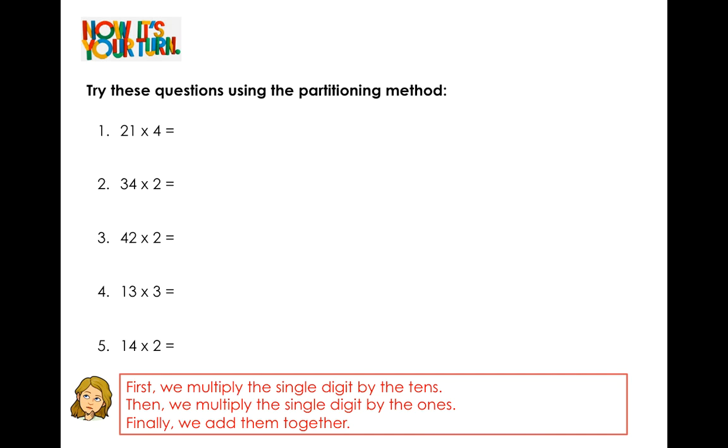Brilliant. Now, for your task today then, you've got 5 questions to answer first of all using the method. So as I've said, if you need to rewind and go through that again, please do so. So remember partitioning your 2-digit number and then multiplying each part by the 4 here, or the 2, or the 2, or the 3. Remember as well, if you need to write down the steps that you're doing, that's absolutely fine. Anything you need to write down to help you, that's fine.